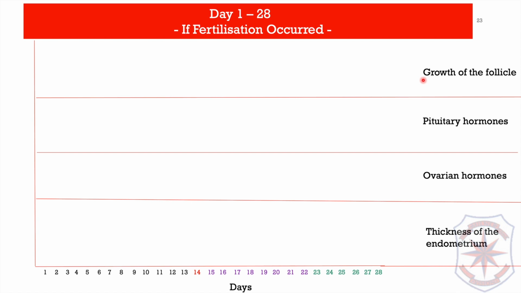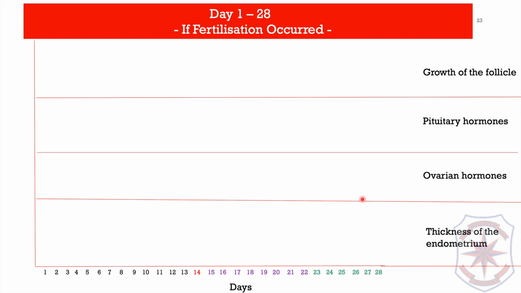On the first graph, we will have the growth of the follicle. Second graph, pituitary hormones, which are the hormones that are secreted by the pituitary gland. They are the ones with the abbreviations LH and FSH. Now, the ones that we write in full are the ones that are secreted in the ovaries, which is estrogen and progesterone. And then the last graph will indicate to us the thickness of the endometrium.